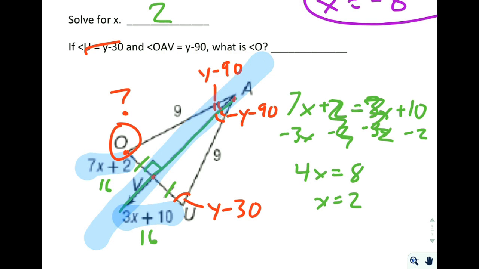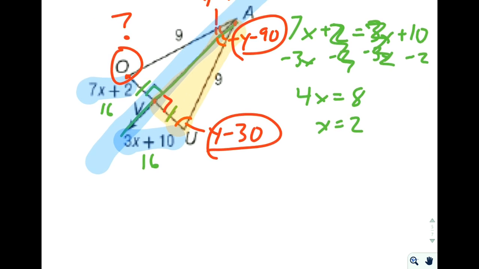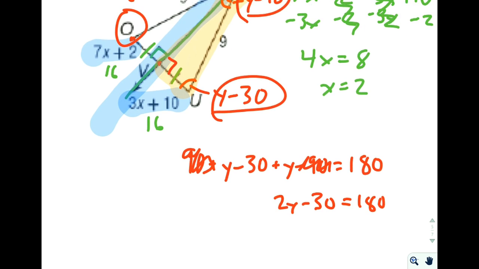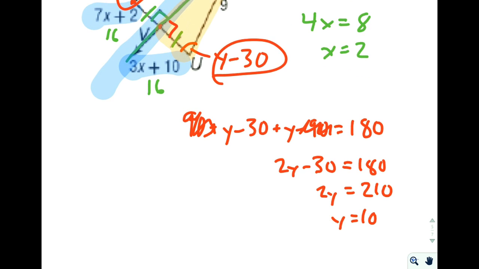And if I want to figure out angles of a triangle, I need to use all the information I have. And I know that 3 angles in a triangle are going to add up to 180. So that orange triangle right there, I have a 90-degree angle, I have this here, and I have this here. Let's solve this. So I have 90 plus y minus 30 plus y minus 90. And all together that equals 180. Well, a negative 90 and a 90 are going to go to 0. Clean this up, I have 2y minus 30 equals 180. I have 2y equals, add 30 to both sides, 210. y is 105.